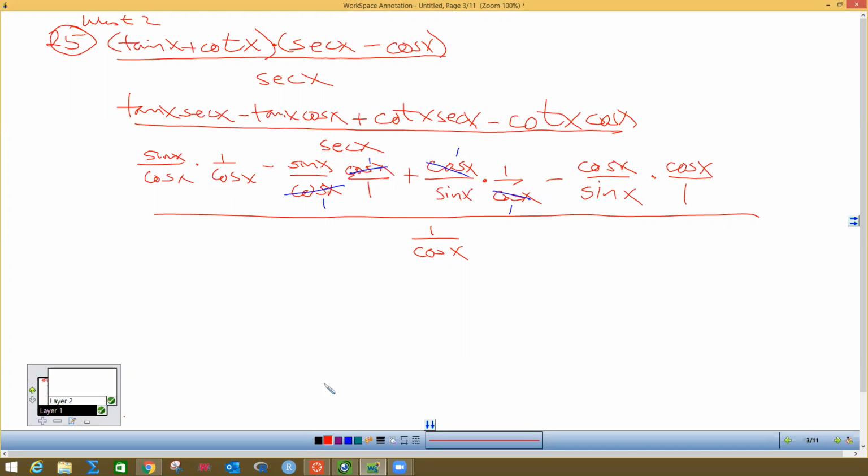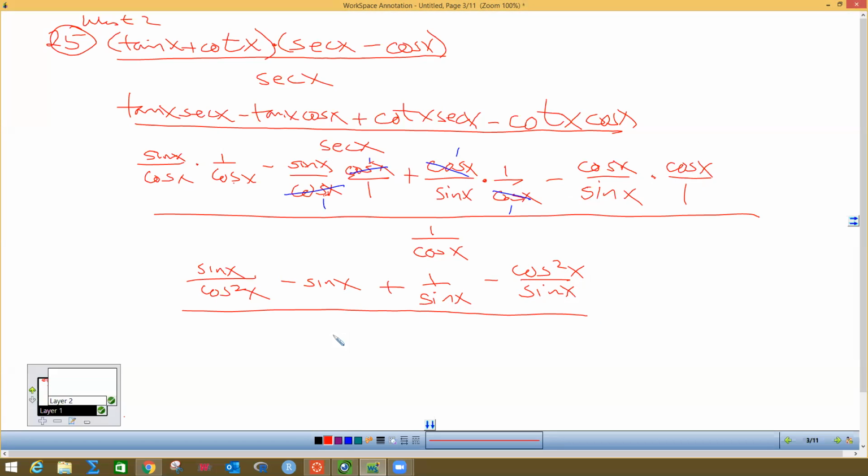So I'm going to rewrite my simplified pattern here. I'm going to take sine times 1, which is sine x, and cosine times cosine is cosine squared x. And right here, I'm only left with a minus sign, because those are 1, sine times 1 sine, and 1 times 1 is 1. Right here, I've got plus, and I have 1 over sine x. And then over here, I'm going to have minus cosine squared x over sine x. And then down here on the bottom, I've got 1 over cosine x. So that's as far as I've got to simplify it so far.